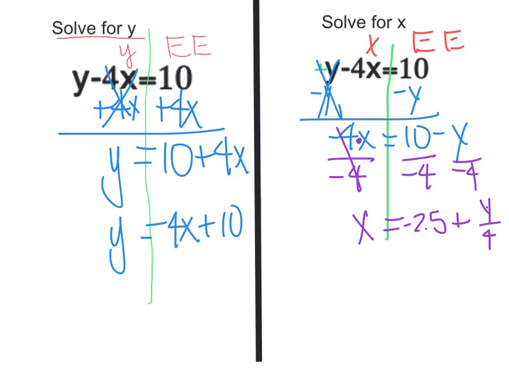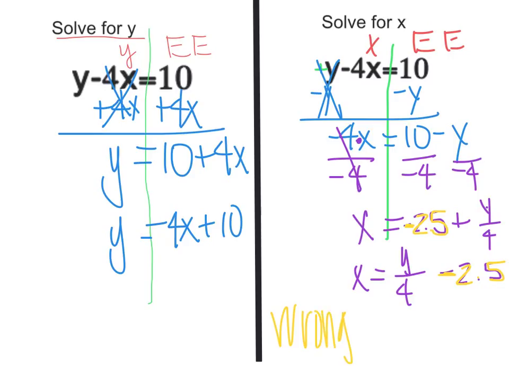I could also rewrite this, and this is very, very important that you pay attention here. If I rewrote this, it would be x equals y over 4 minus 2.5. Notice, and this really matters, that this 2.5 here was negative. So when I rewrote it, I had to take that sign with it because that negative sign is attached to that 2.5. It would be wrong.